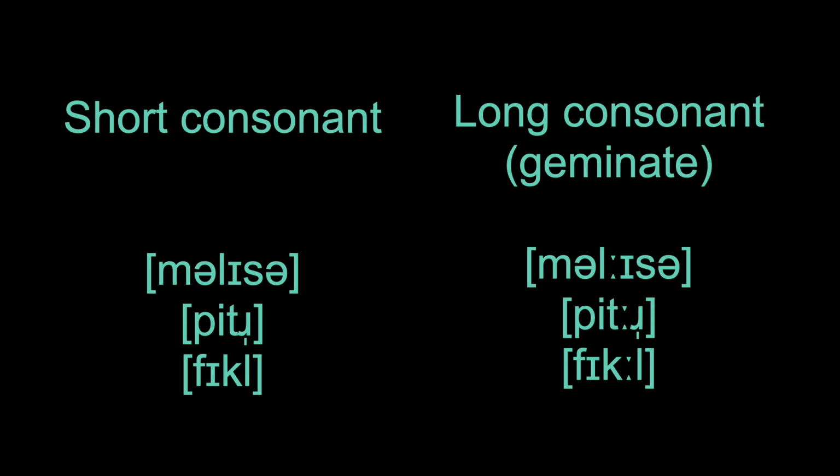And they're basically just as they sound. You just hold on to the consonant sound. So for example, Melissa versus Melissa. And you can also have long stop consonants. And what you do there is you basically hold on to the stop closure. For example, Peter versus Peter. Fickle versus fickle. And languages do use the long-short distinction in consonants to distinguish meaning, including in stops.